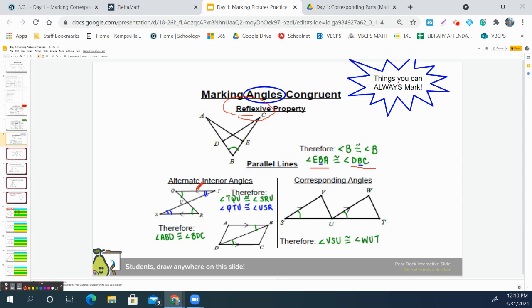Then you've got parallel lines. Parallel lines are going to give you angles. So if you've got parallel lines, you're going to get angles from those. It's kind of backwards, right? Because lines, you think, maybe should give you segments, but lines actually give you angles.